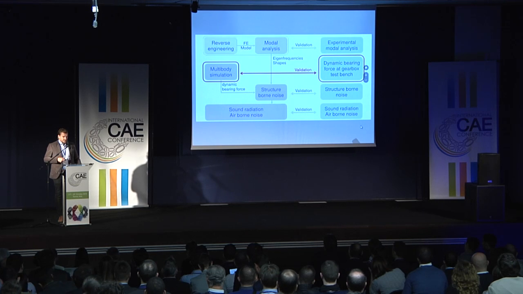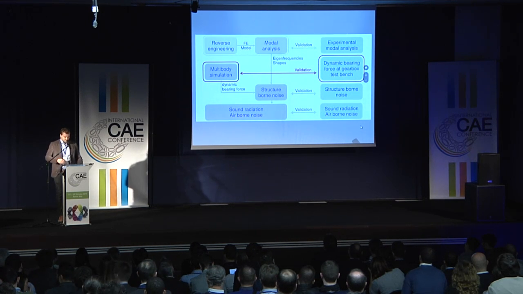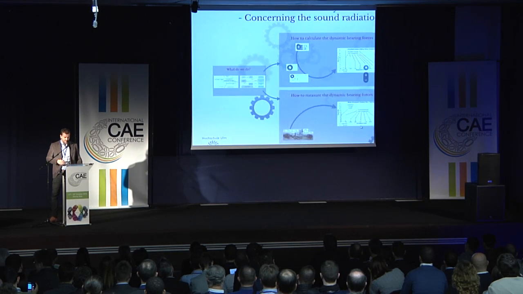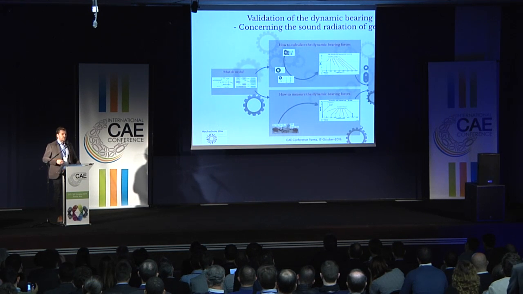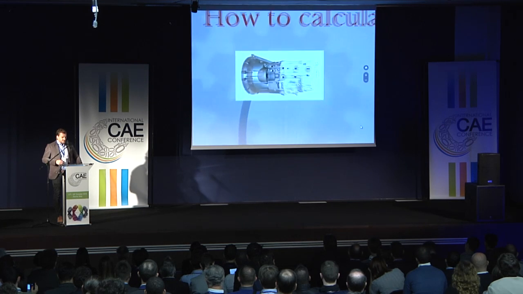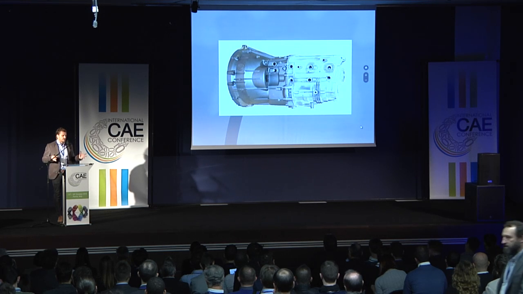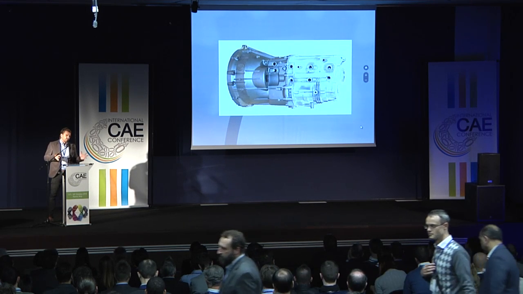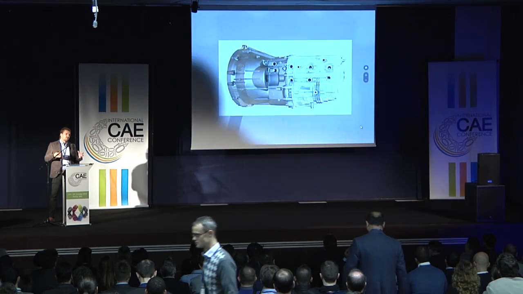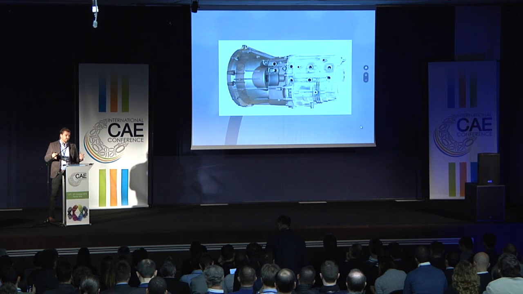As I said, today's focus is going to be the validation of the dynamic bearing forces. So how do we calculate the dynamic bearing forces? Let's start with the original gearbox. This is the original gearbox that we have. It's a 6-speed manual gearbox which is doing its job in mid-size cars. To keep it simpler, we removed all the original parts of this gearbox. So we removed all the gear wheels, bearings and shafts.